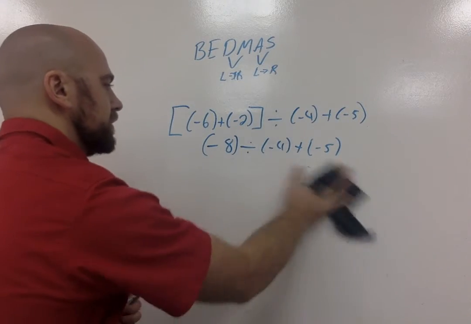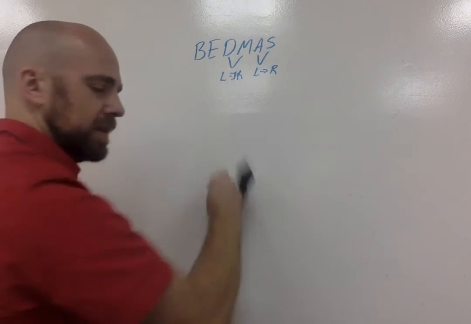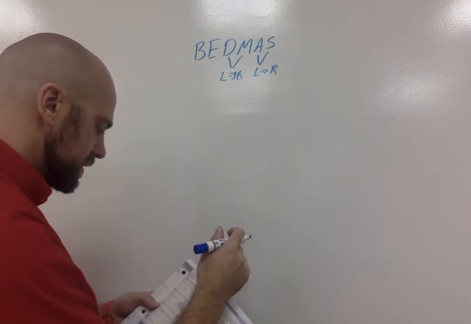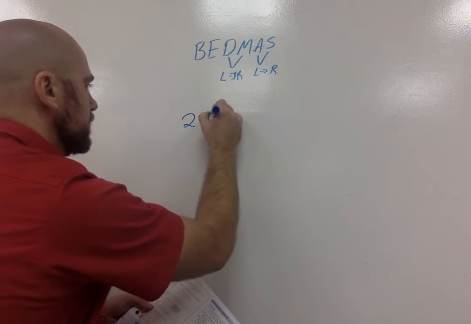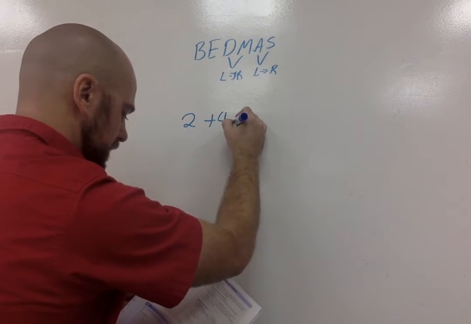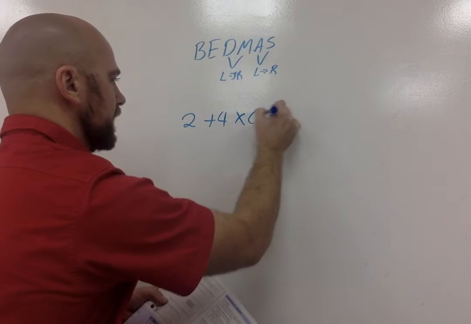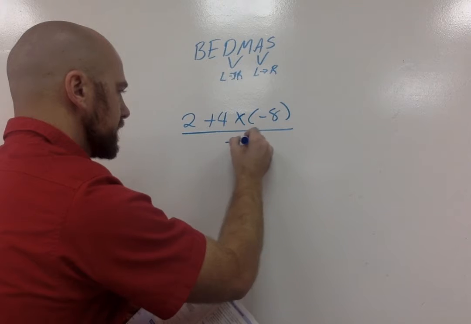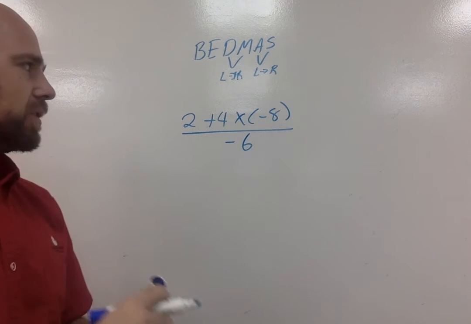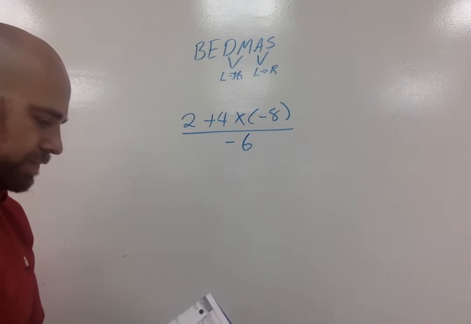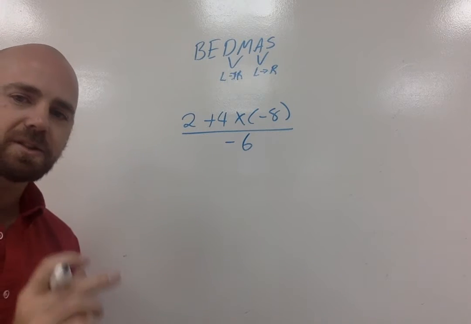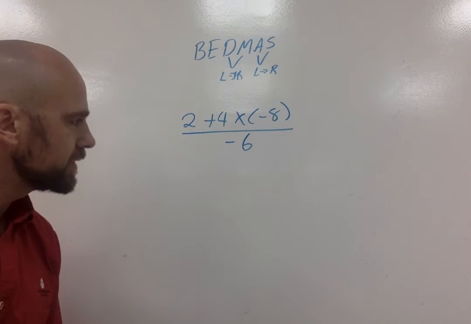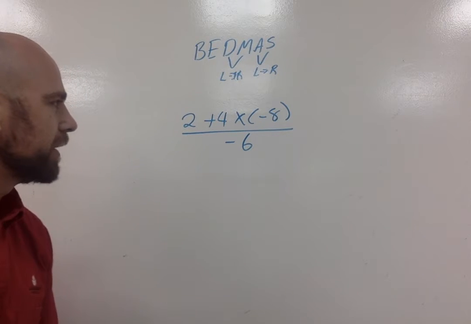So we'll go on to the next one. For the next one, it's going to go like this. We're going to have 2 plus 4 times negative 8 divided by negative 6. All right, so here we go. This one is a little bit interesting because we technically have to do the top before we get to the bottom. So give it a try and see what you get.